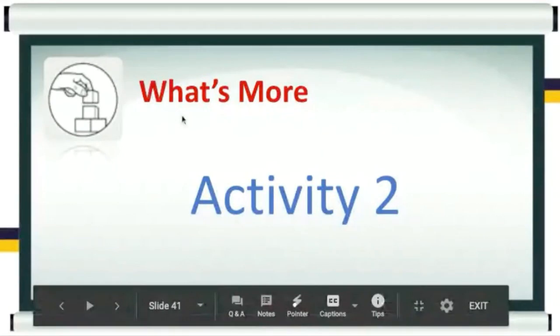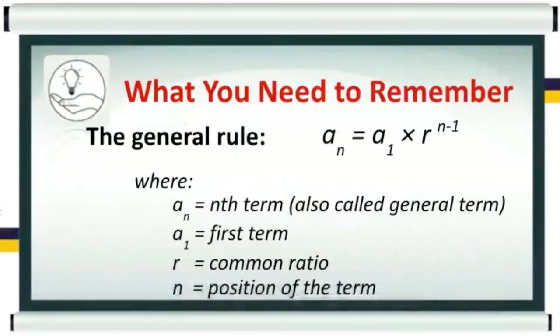Remember this: the general rule in finding the next terms of a geometric sequence is a sub n equals a sub 1 times r to the n minus 1, where a sub n is your nth term, which we also call the general term, a sub 1 is your first term, r is the common ratio, and n is the position of the term.